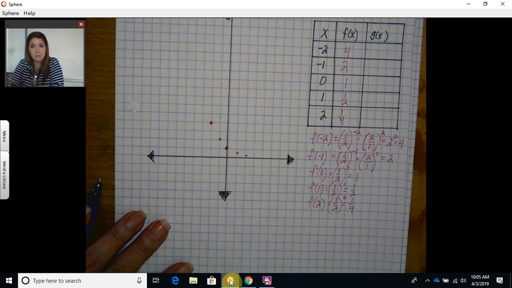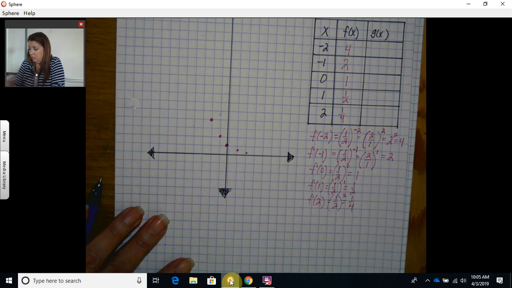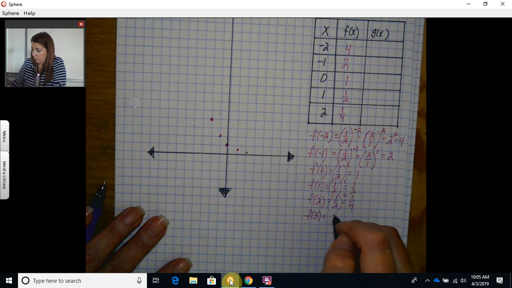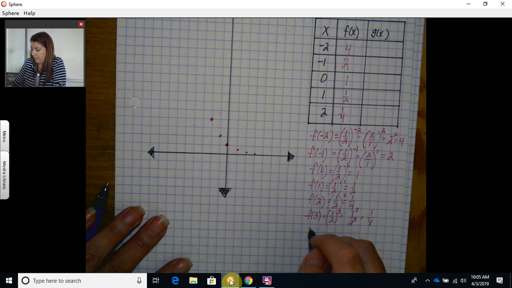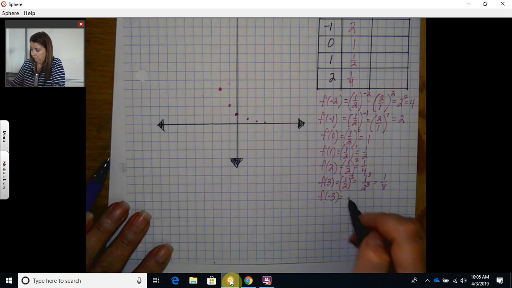I'm going to go ahead and find a few more values. If x is 3, that would be 1/2 raised to the third power, which means 1 cubed over 2 cubed. What is that? 1/8. So when x is 3, y is 1/8. So what if x was negative 3? What do you think that would be? 16? Close. If x is 3 it is 1/8, so if x is negative 3, look at the pattern from your table. It would be just 8, right? I'll plot that.